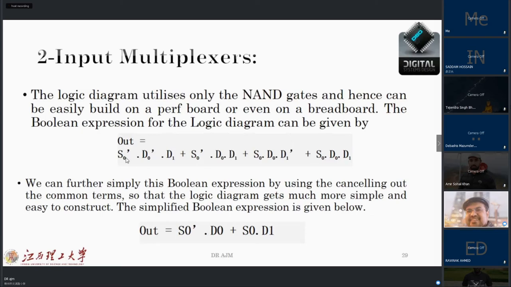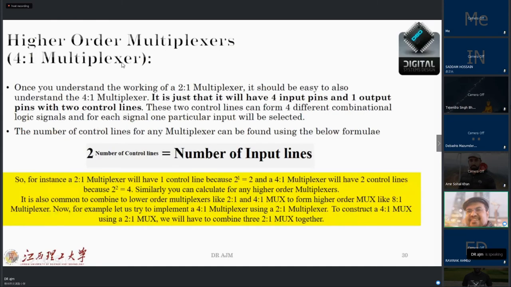And maybe we can simplify the output function with the help of Boolean algebra. We can see that the output can be S0 naught dot D0 plus S0 dot D1, which is the full form of the output of a 2-input multiplexer. Can we have more than this? Yes, we can even have a 4x1 multiplexer, which by the rule of 2 to the power n, n being the number of select lines, we can have that. And we can again represent the output by that.